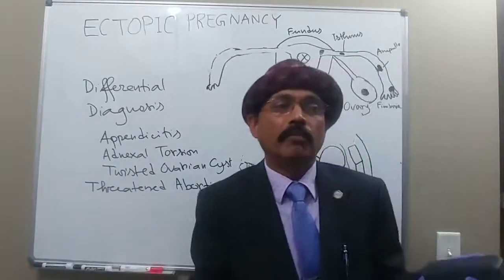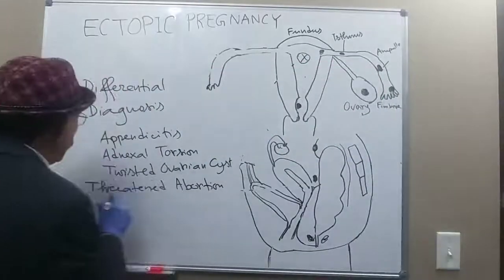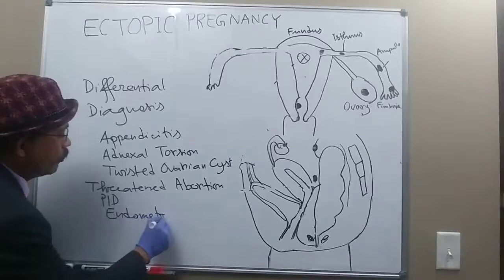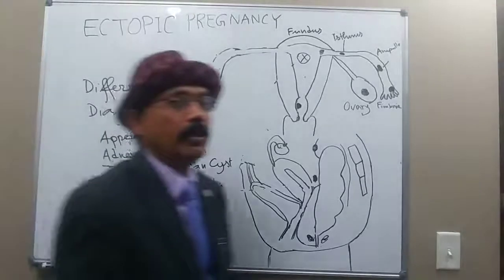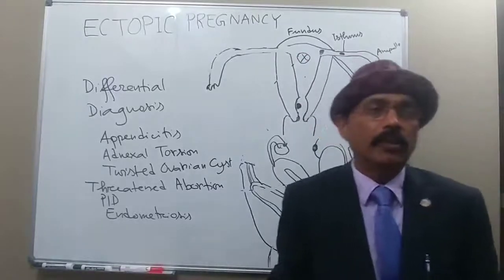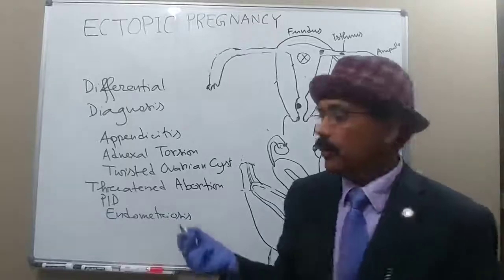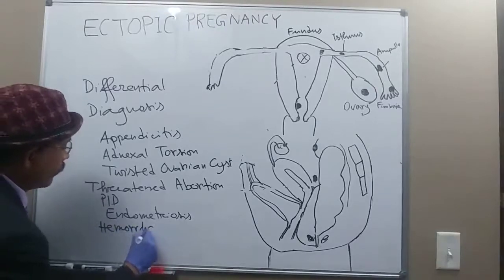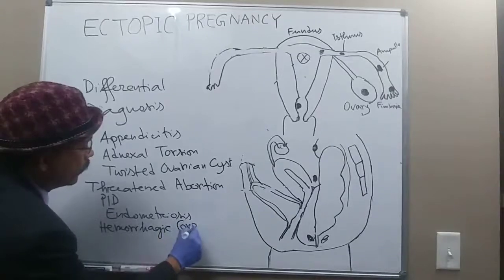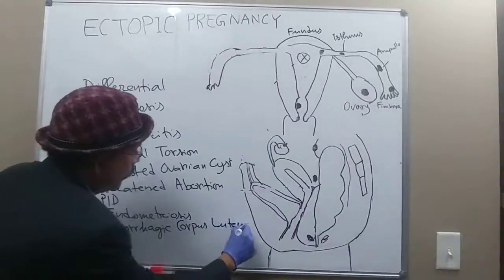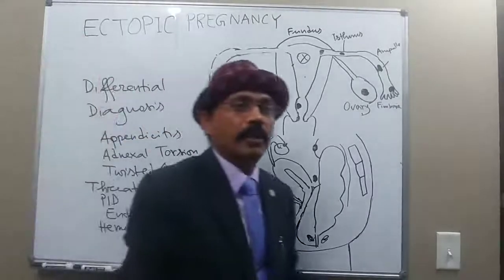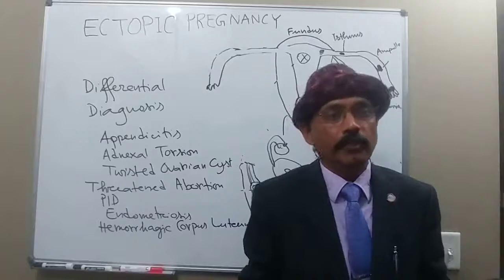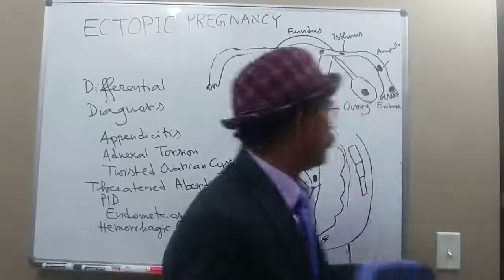It may be pelvic inflammatory disease or endometriosis. It may look like PID or endometriosis. What is endometriosis? That means formation of endometrium in sites other than the uterus. It may be a hemorrhagic corpus luteum cyst. So these are the differential diagnoses. We may add a lot more, like diverticulitis.